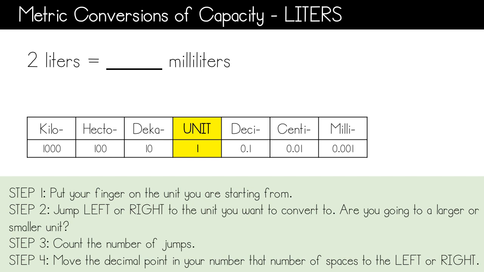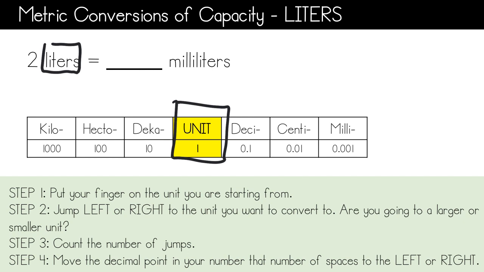Now let's look at an example. So when we're talking about metric conversions, we follow the same steps because it's a base 10 number system. So 2 liters equals how many milliliters? Step 1, put your finger on the unit you're starting from. We are starting from liters. So liters is my unit.